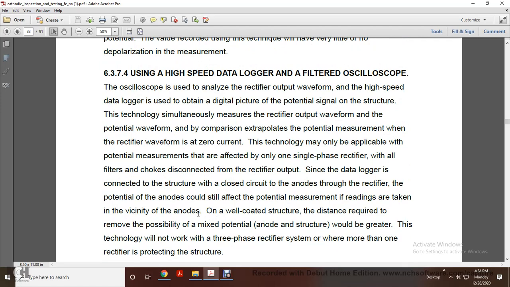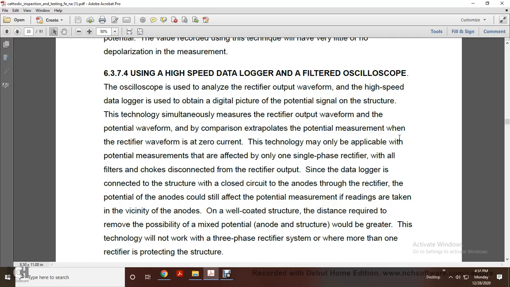6.3.7.4 Using a high-speed data logger or filtered oscilloscope. The oscilloscope or high-speed data logger is used to analyze the rectifier output voltage waveform and obtain the digital picture of the potential signal. The technology simultaneously measures the rectifier output waveform and the potential waveform, in comparison with the pulse. Some of the potential measurements of the rectifier waveform are at zero current.